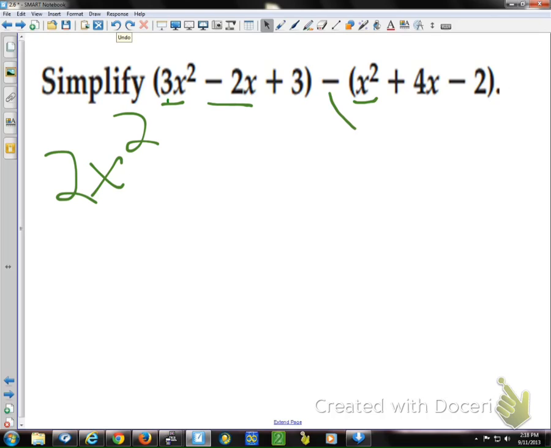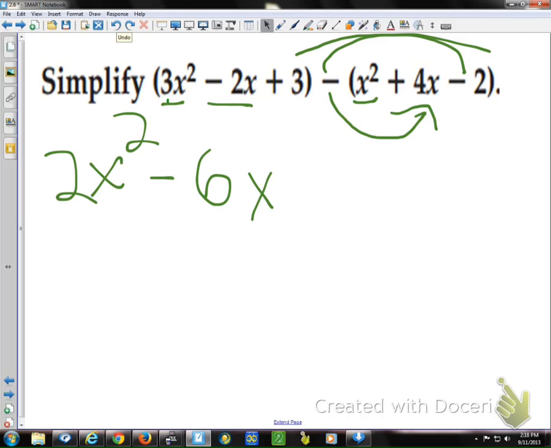Negative 2 minus 4. Negative 2 minus 4 is negative 6. You can have a calculator; I advise you to punch it in. And then it's just x. And then 3 minus a negative 2. What's minus a negative? Plus. 3 plus 2. And there you go.